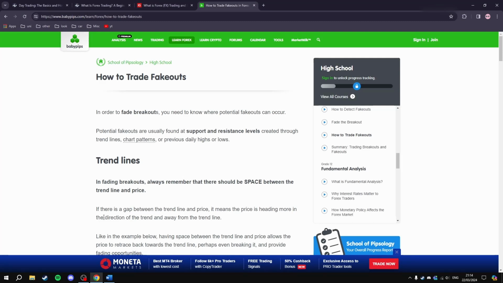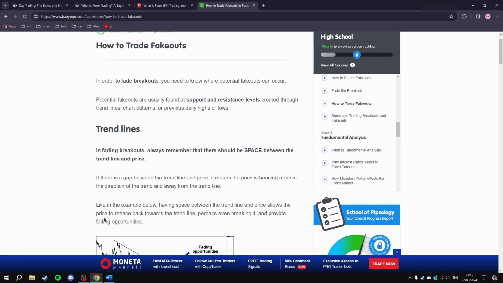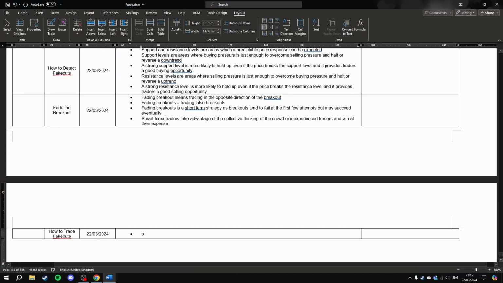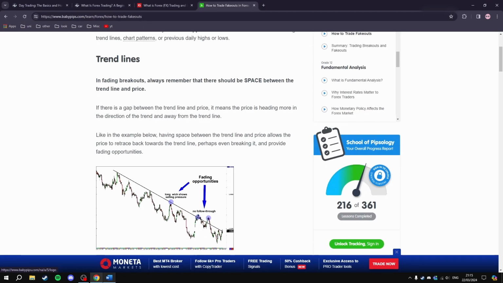In order to fade breakouts, you need to know where potential fakeouts can occur. Potential fakeouts are usually found at support and resistance levels created through trend lines, chart patterns, or previous daily highs or lows.